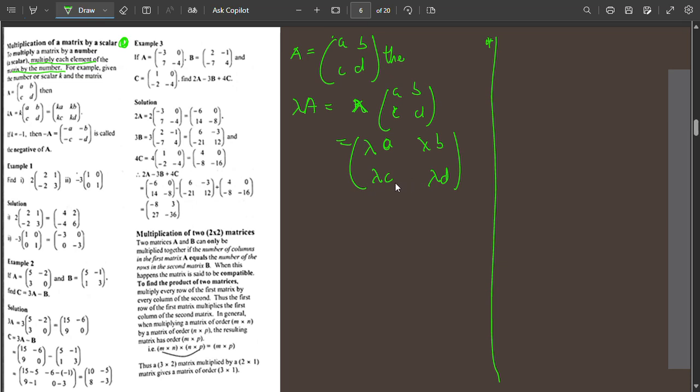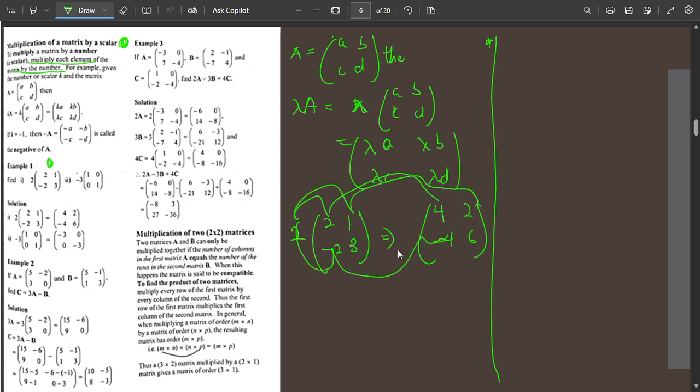Perfect. You see, let's try this example. Example 1. Calculate 2 multiplying the matrix 2, y, minus 2, 3. This will be equal to 4, right? 2, minus 4, then 6. We calculated this way. 2 multiply this, you write it there. The corresponding place. 2 multiply this, you write it here. 2 multiplies it here. 2 multiplies 3. So it's easy to multiply by a scalar.